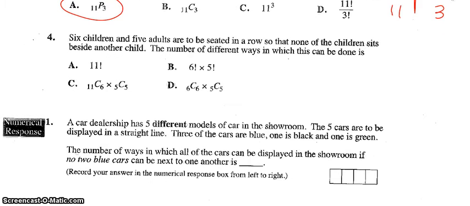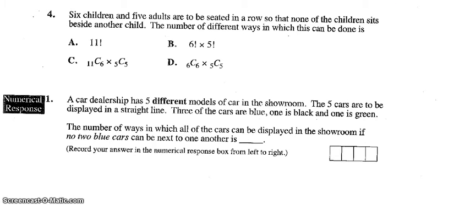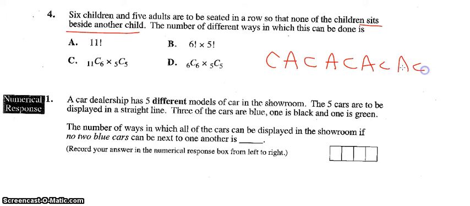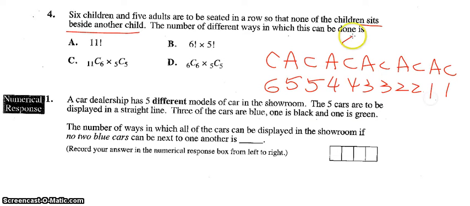For this question, 6 children and 5 adults, they can't sit next to each other, which means they alternate. Child, adult, child, adult, child, adult, child, adult, child. All right. So how many ways? For the first child, 6 child, 5, 4, 3, 2, 1, right? We see something similar. In here, 5 adult to choose from, and 4, 3, 2, 1. So the answer is 6 factorial times 5 factorial. Okay, so drawing something like this helps you.